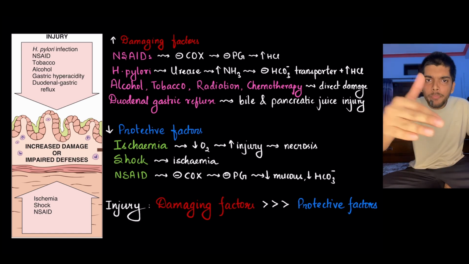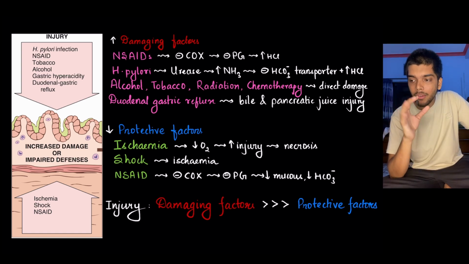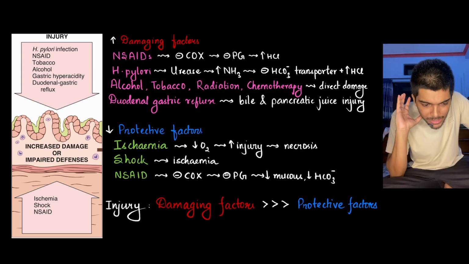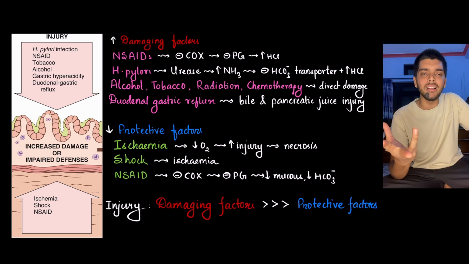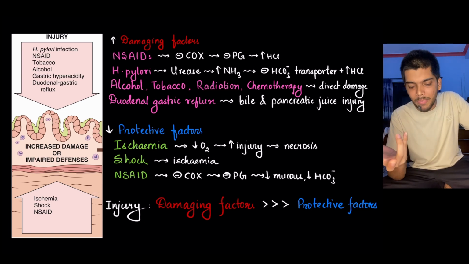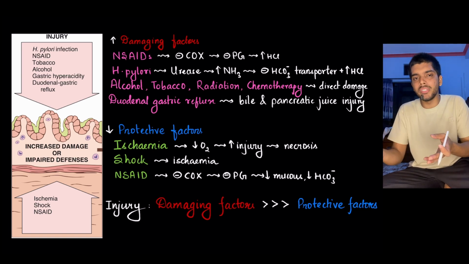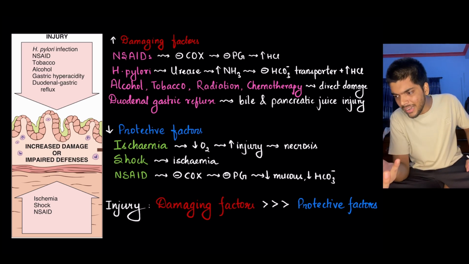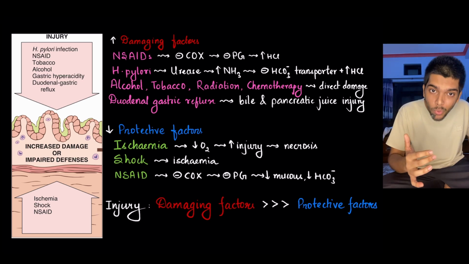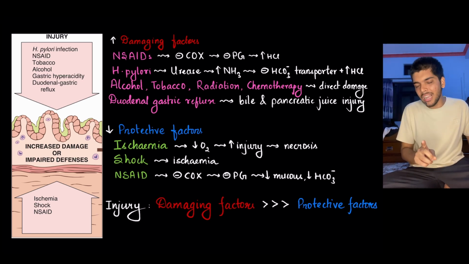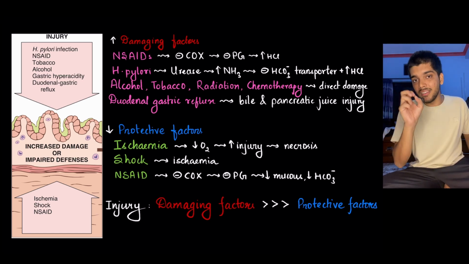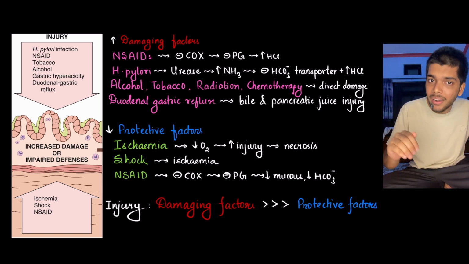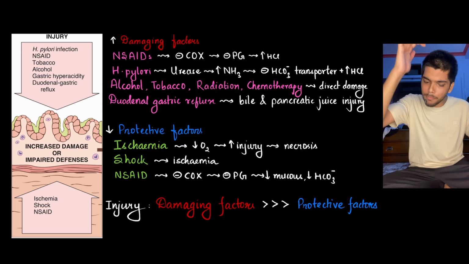Then decrease in protective factors like ischemia. If there is ischemia, that means there is no mucosal blood flow. That means there is no oxygen and nutrients. That means more injury takes place. That means necrosis of the cell takes place. Damage of the wall takes place. Then shock eventually leads to ischemia and everything that I just mentioned. And then NSAIDs, COX inhibitor, prostaglandin inhibitor. That means there is decrease in mucus, decrease in bicarbonate, because prostaglandin doesn't just inhibit HCl secretion, it also increases mucus and bicarbonate. Since prostaglandin is getting inhibited, that means there is decrease in mucus, decrease in bicarbonate.